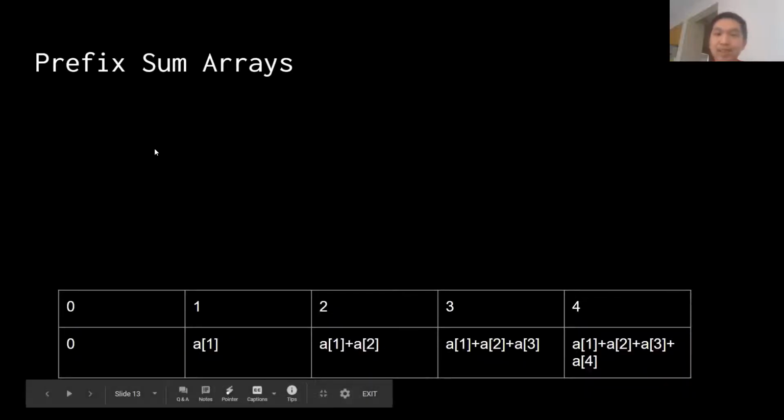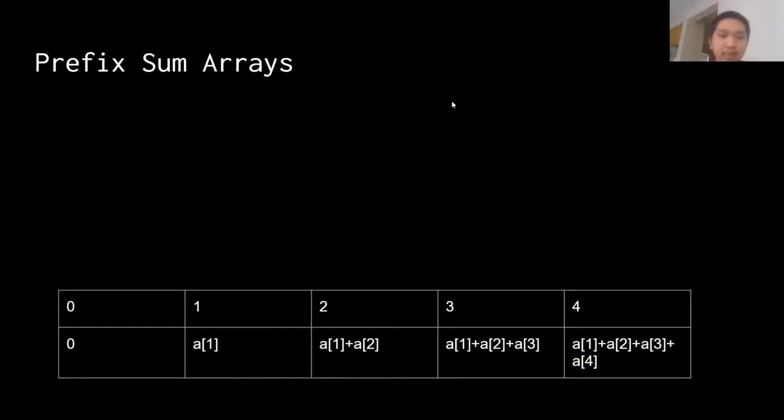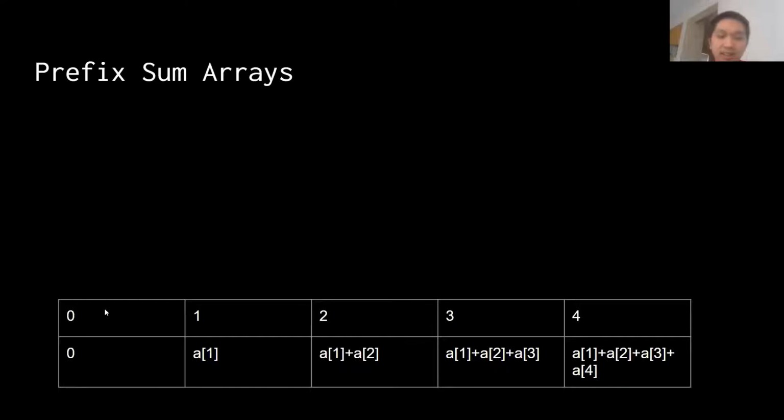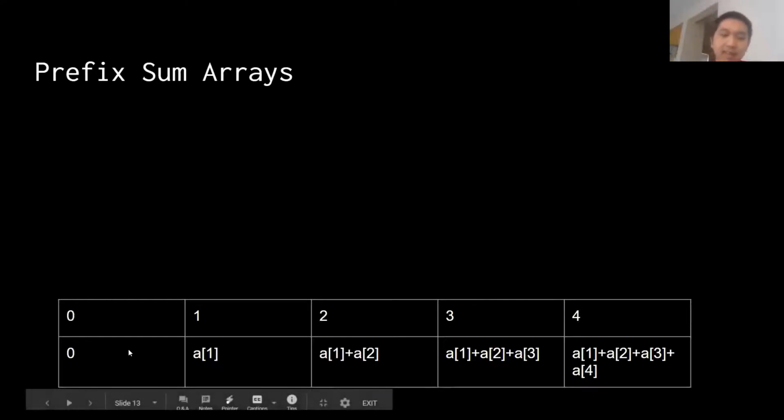So the mathematical trick that we're going to employ here is called prefix sum arrays. So what is a prefix sum array? Well, it looks like an array like this. So every single element of that array would hold its value and the sum of everything that comes before it.